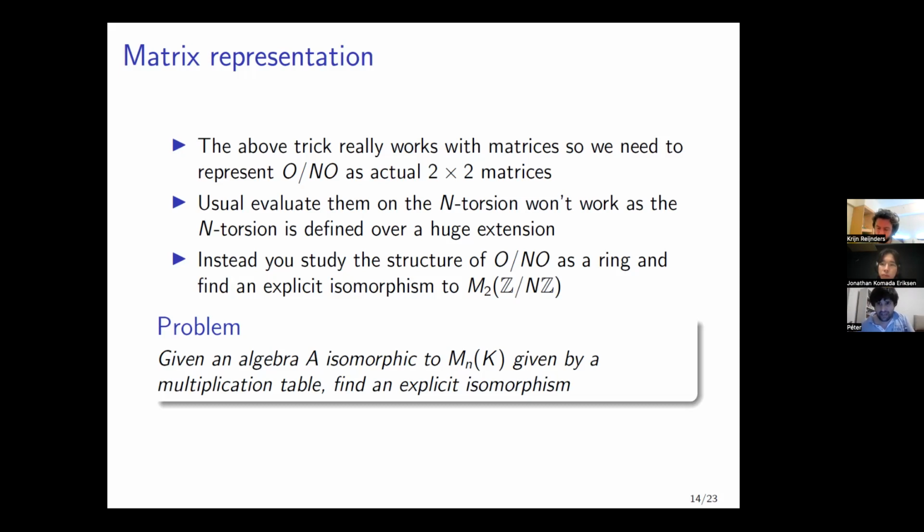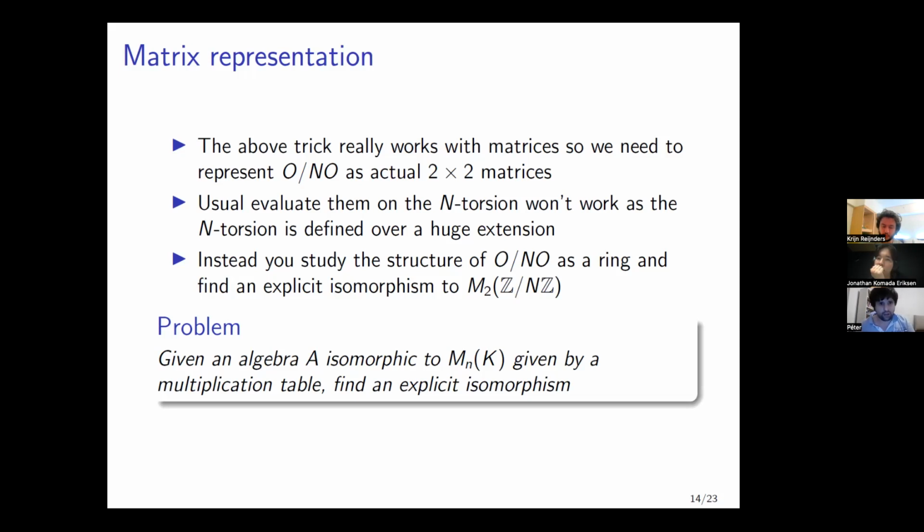So that will fail for multiple reasons, mainly because the n-torsion is defined over a huge extension field, so I cannot evaluate my endomorphisms on points defined over a huge extension field. So instead, I use the internal structure of this ring and try to find an explicit isomorphism between O over nO and M_2(Z over nZ).